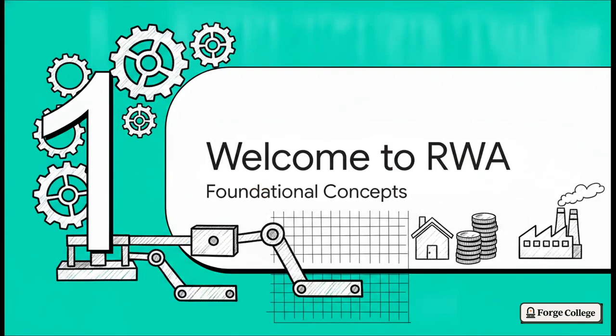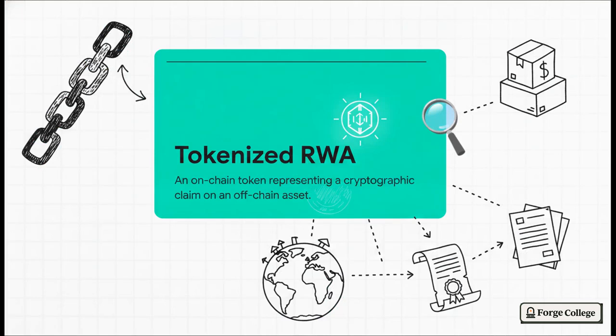Section 1. Welcome to RWA Tokenization. So, first things first, what exactly is a tokenized real-world asset, or RWA for short? Essentially, it's an on-chain token that represents a cryptographic claim on an off-chain asset, entitlement, or revenue stream. Look, we aren't just moving pure internet money around anymore. We're actually digitizing ownership of real, tangible things. It could be a physical warehouse receipt, a legally binding entitlement, or even short-term commercial paper.